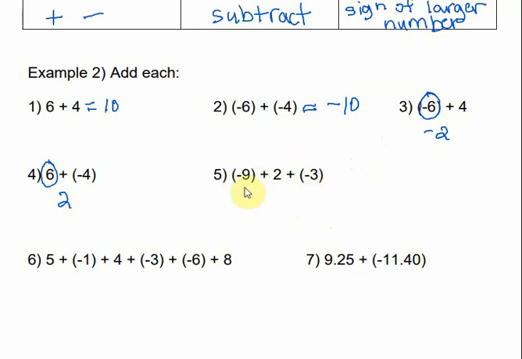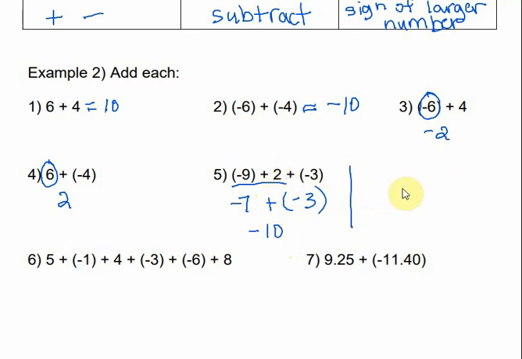If I go from left to right, negative 9 and positive 2, my signs are different, so I'm going to subtract, and that gives me 7, but it needs to be negative because my bigger number is negative. Then I'm just going to bring down the plus negative 3. Now my signs are the same, so I'm going to add. The bigger number is negative, so my answer is negative.